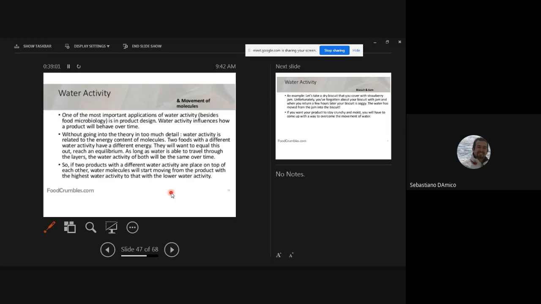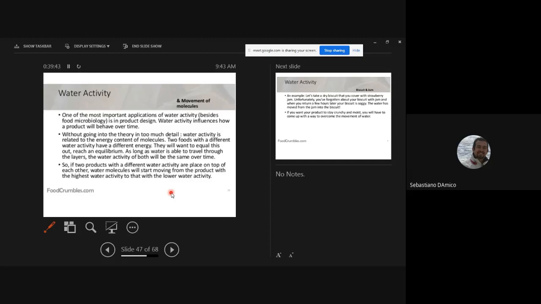So water activity is related to the energy content of molecules. Foods with different water activity have a different energy. They will want to equalize this and reach an equilibrium. As long as the water is able to travel through the layers, the water activity of both will be the same over time. So what does it mean? If two products with a different water activity are placed on top of each other, water molecules will start moving from the product with the highest water activity to the one with lower water activity.